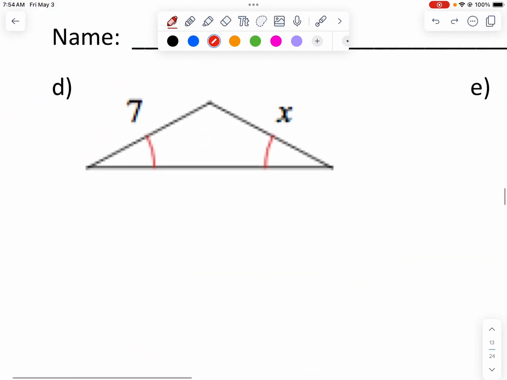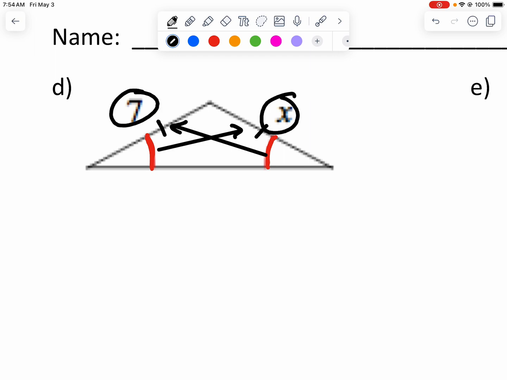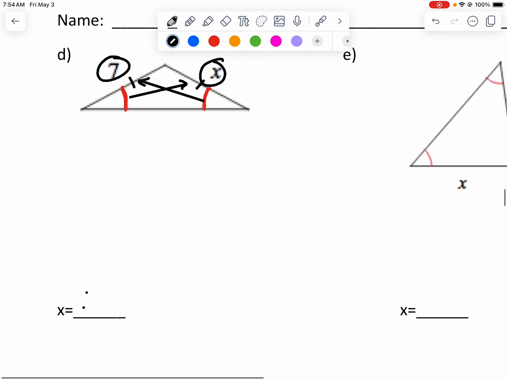Next, here we go. It's giving me my if statement. These two angles are congruent. When I know that it's giving me two congruent angles, it tells me what about the sides across from them? That they are also congruent. So if this one is x and this one is 7, I know that those two are the same. So x is 7. It looks kind of like a face, doesn't it?